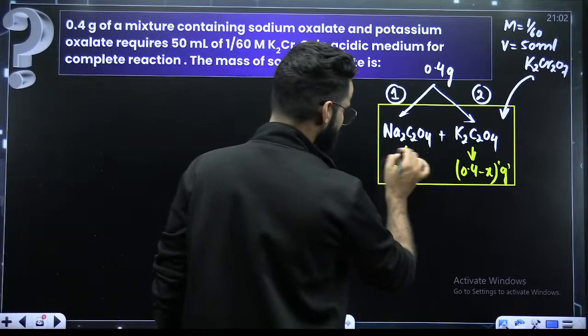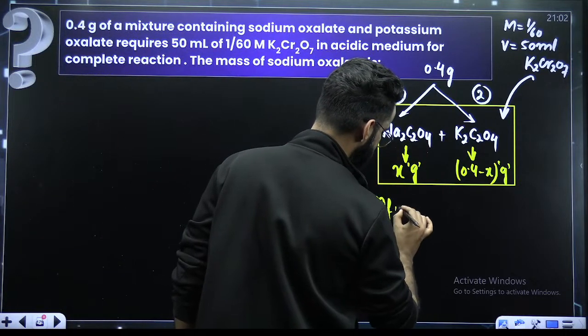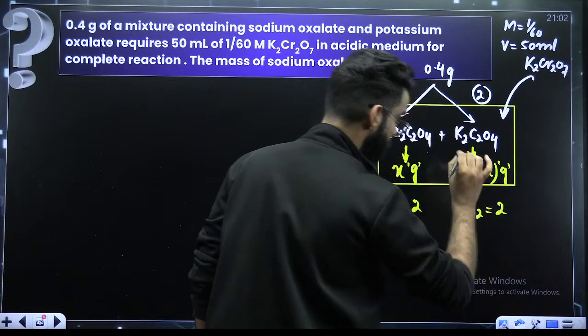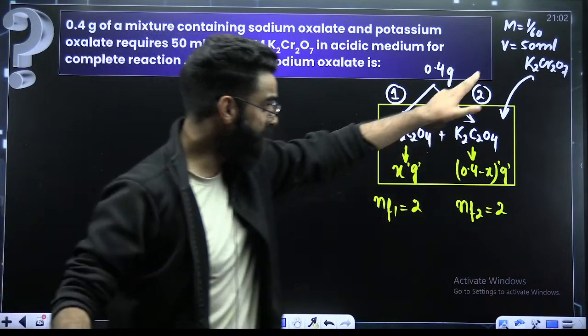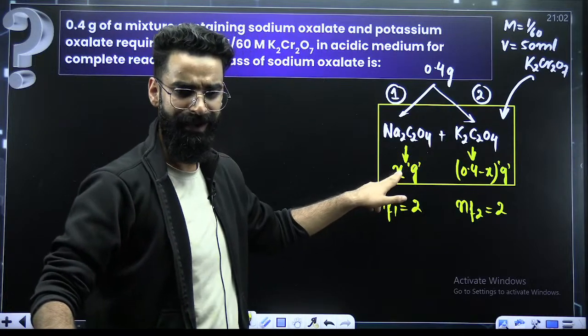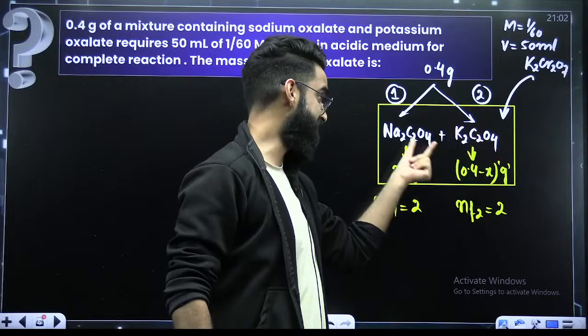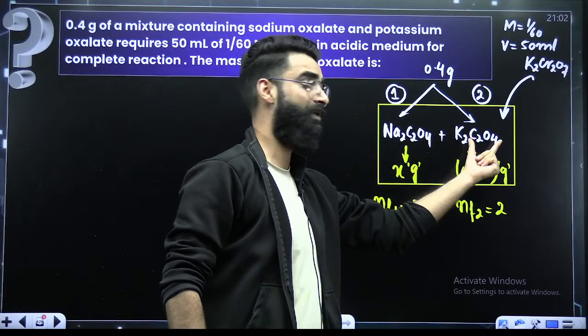By the way, what will be the n factor of sodium oxalate here? The N factor of sodium oxalate is 2. The N factor of potassium oxalate is also 2, correct? Now the K2Cr2O7 which you are adding here is going to react with this one as well as this one, because this one carries oxalate and this one also contains oxalate.